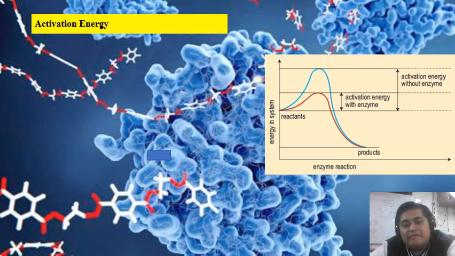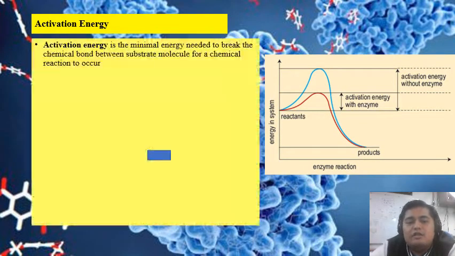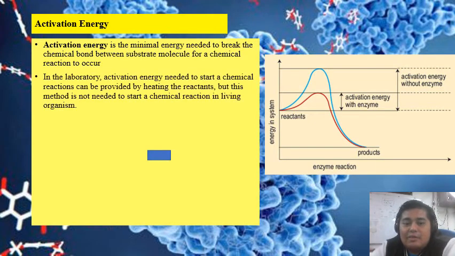Next, activation energy. So, the activation energy is the minimal energy needed to break the chemical bond between the substrate molecule and the chemical reaction to occur. Dia adalah satu tenaga minimum yang diperlukan untuk memutuskan daya-daya ikatan antara substrate. In the laboratory, activation energy is needed to start a chemical reaction and can be provided by reheating the reactants, but this method is not needed in the chemical reaction inside the living organism.